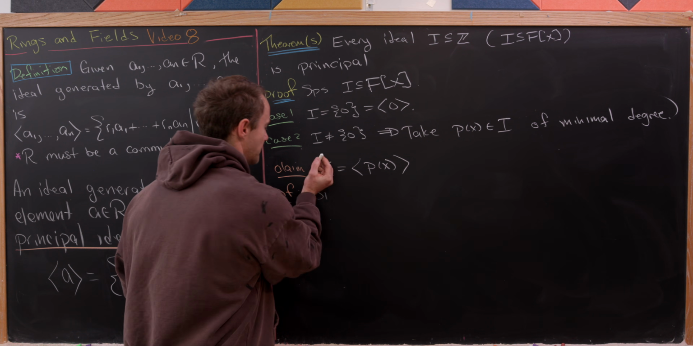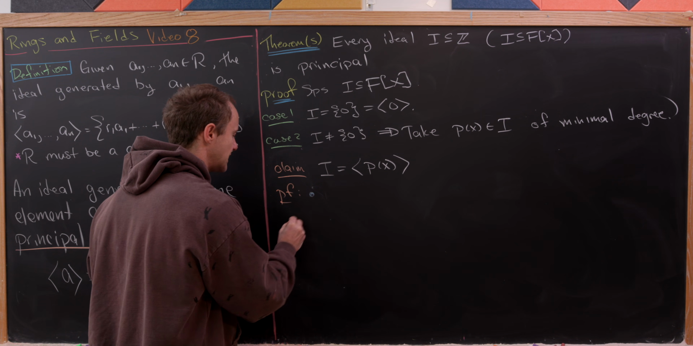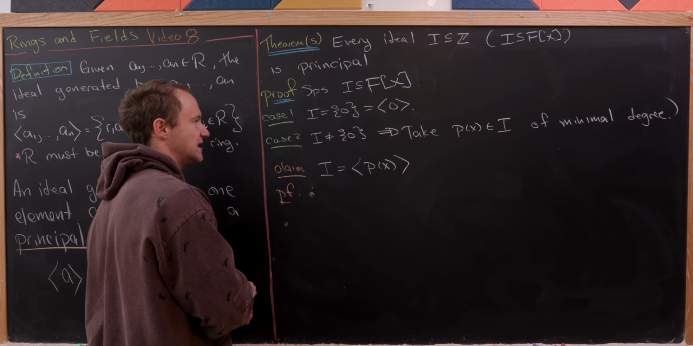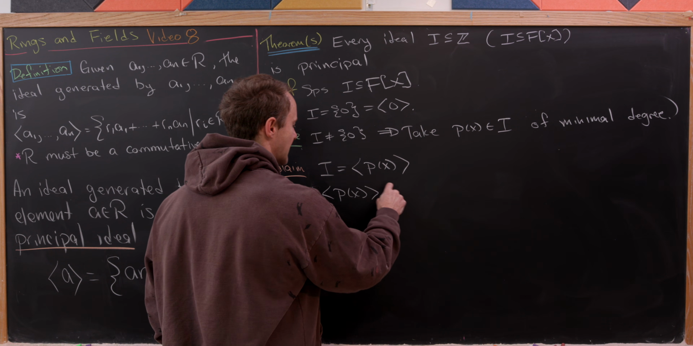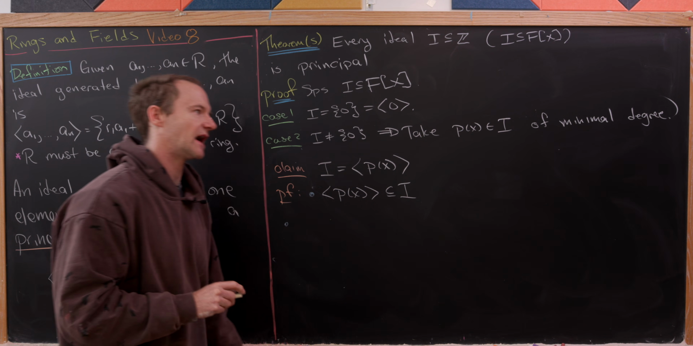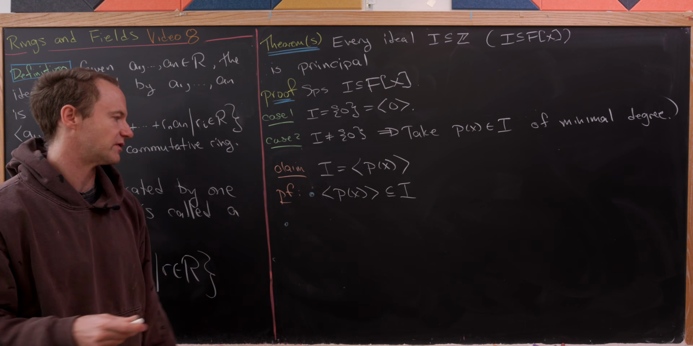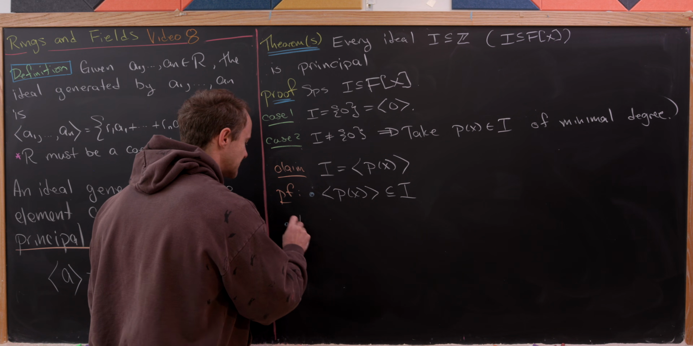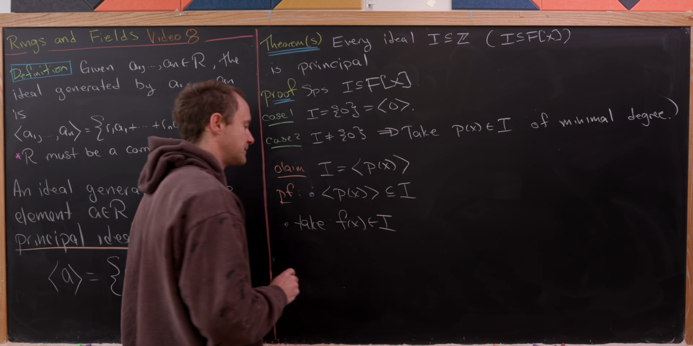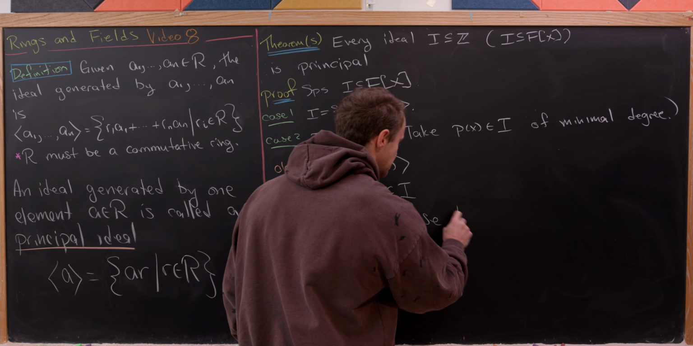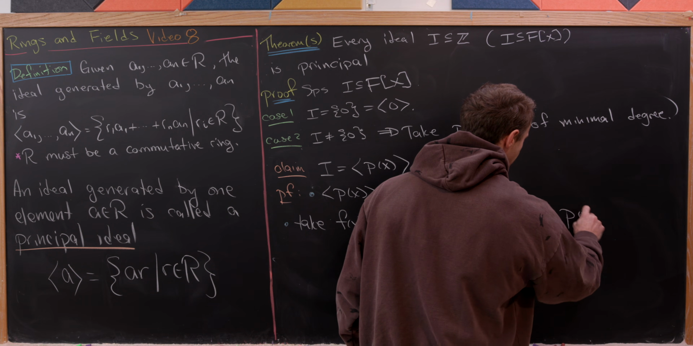Clearly, via an argument just completely in parallel to what we did in our first proof, we have that the ideal generated by p of x is a sub-ideal of I. That follows immediately because p of x is an element of I, as we saw before. Okay, so now let's prove the containment the other way. So let's take f of x inside of I, and then let's use the division algorithm with p of x.